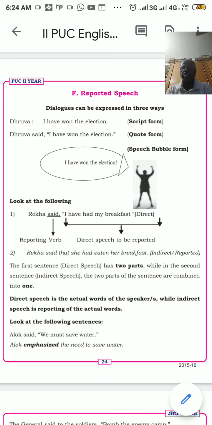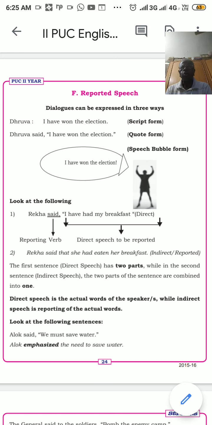The important chapter is reported speech. The most important and very difficult also. If you follow, you can do well. Most of the students don't score well in this area. But I'll teach in a detailed manner, and we will do a lot of exercises so that you can score well. Last year also I revised this chapter and it helped the students.